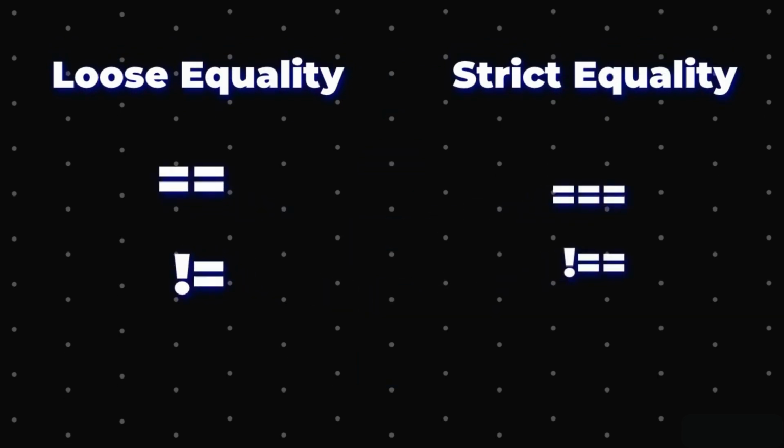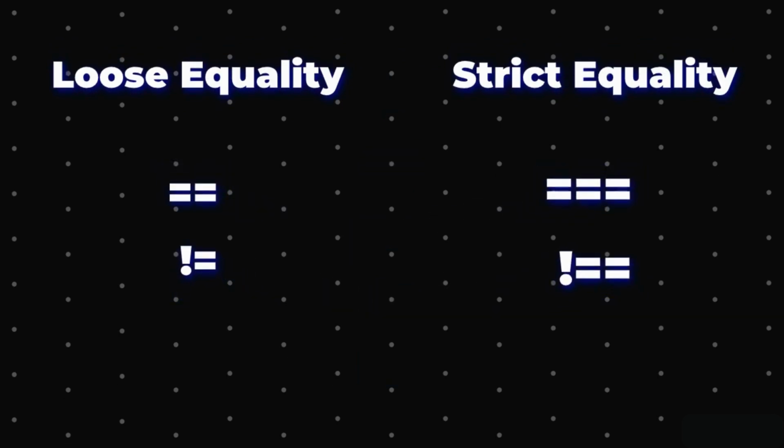Now that you understand relational operators and how type coercion works, let's talk about the most misunderstood part of JavaScript, equality operators. When we talk about equality in JavaScript, we are asking a simple question. Are these two values the same? But JavaScript gives us 2 different ways to answer that question. Because there are 2 types of equality in JavaScript: loose equality and strict equality.